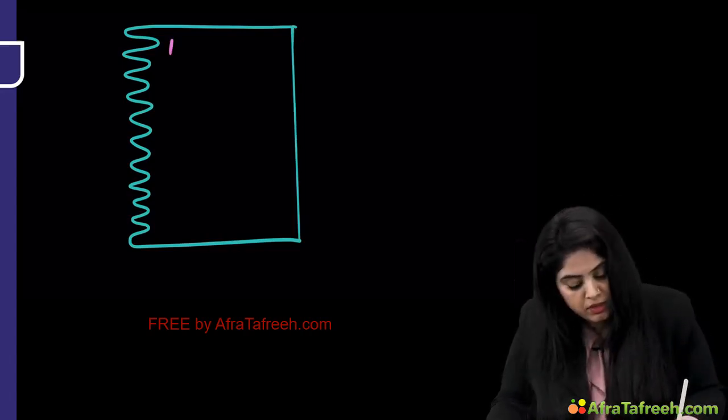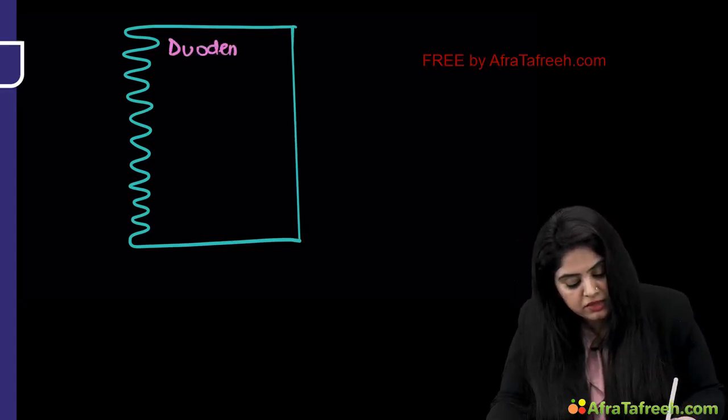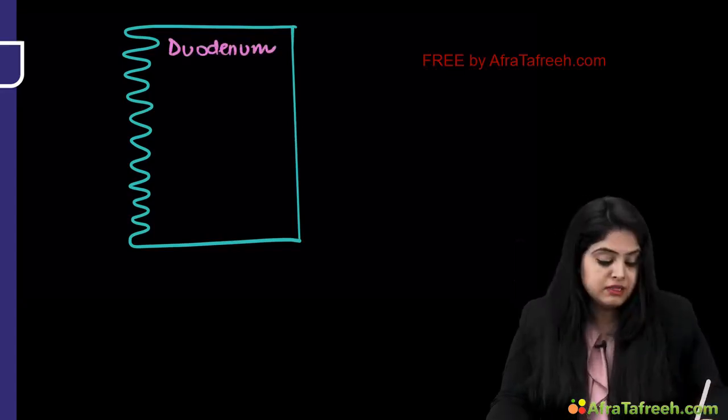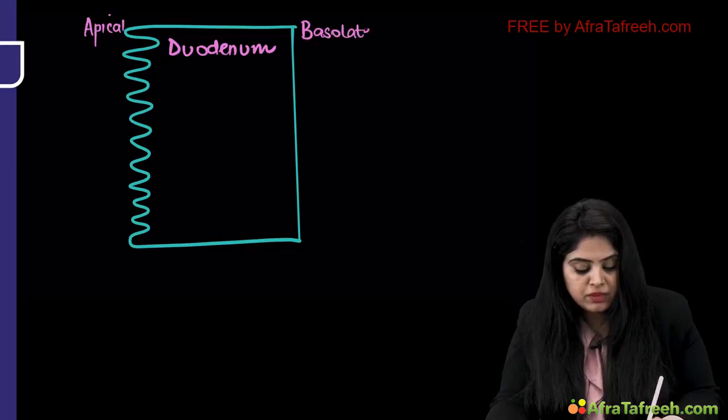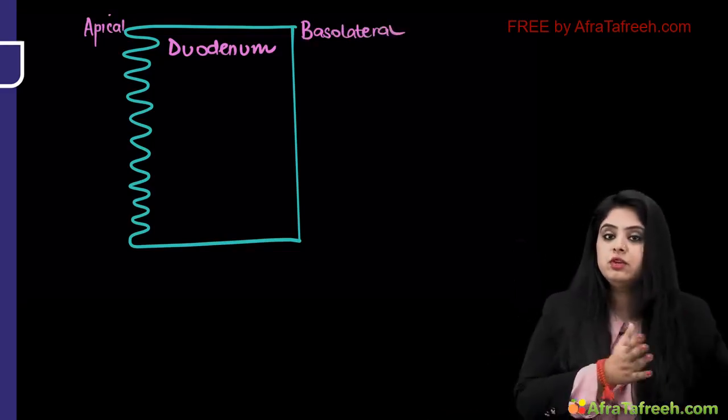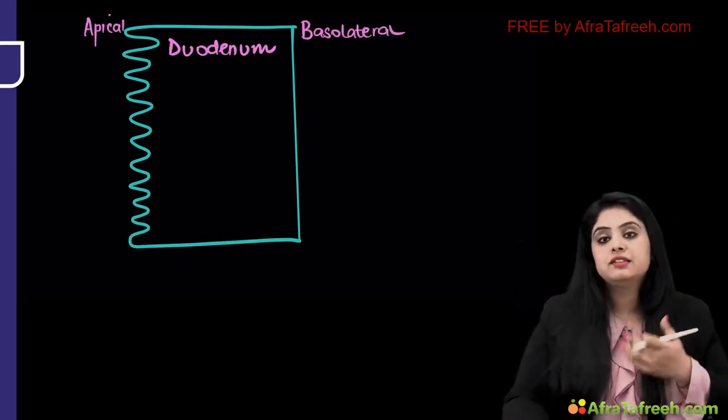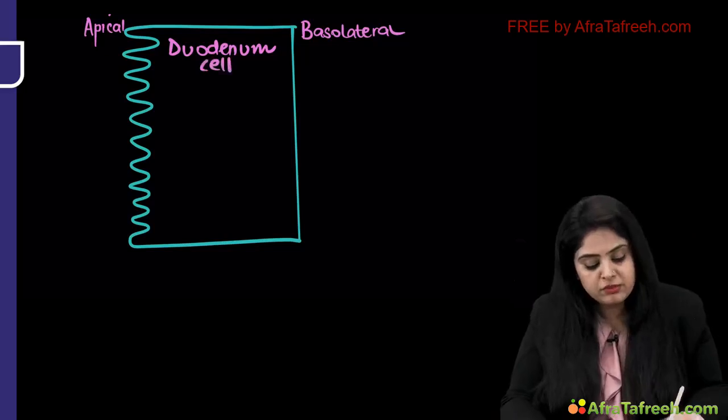And what cell am I talking about? Which part of the intestine? There is a duodenum. Duodenum ka this villi, so this must be the apical surface. This must be the basolateral surface. So there's an apical surface, meaning towards the lumen where the food will come, and then there's a basolateral surface, that is a duodenum cell.